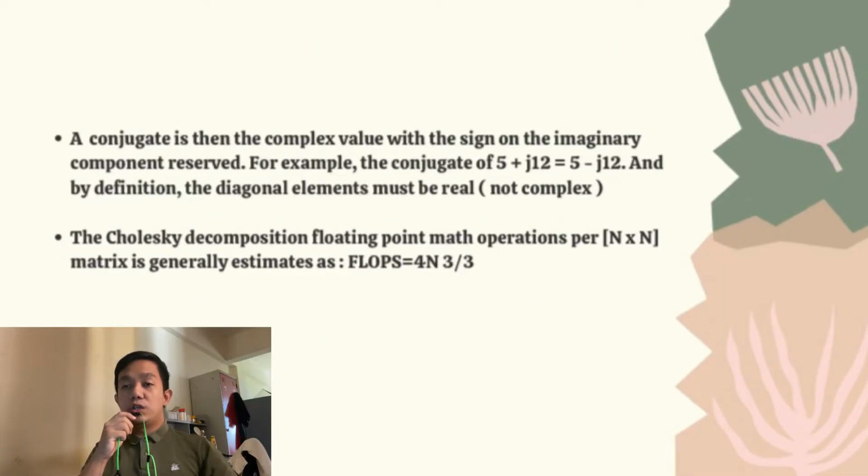Then, a conjugate is the complex value with the sign of the imaginary component reversed. For example, the conjugate of 5 plus j12 equals 5 minus j12. And by definition, the diagonal elements must be real, which is not complex. The Cholesky decomposition floating point operations per n times n matrix is generally estimated as flops, which is equal to 4n^3 over 3.